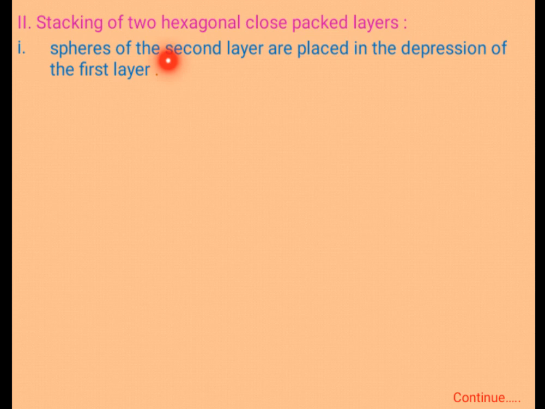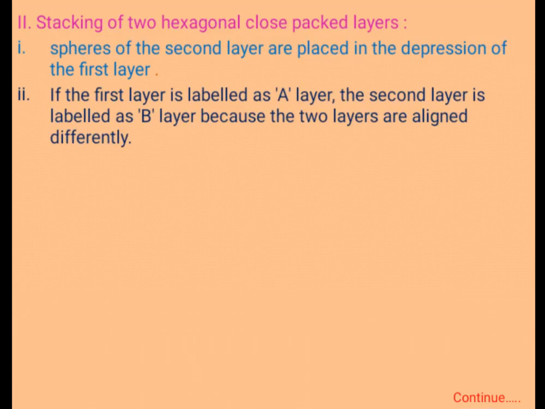Next is the stacking of two hexagonal close packed layers. There are two ways to represent the hexagonal close packing. The first way is that the spheres of the second layer are placed in the depressions of the first layer. If the first layer is labeled as A, the second layer is labeled as B because the two layers are aligned differently. No two spheres of the first and second layers are vertically and horizontally in one alignment.